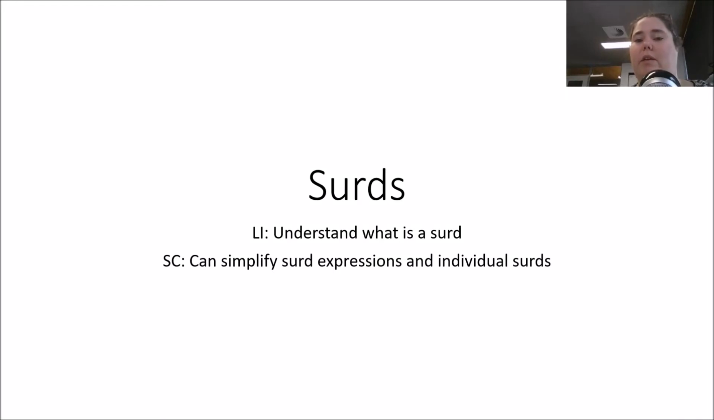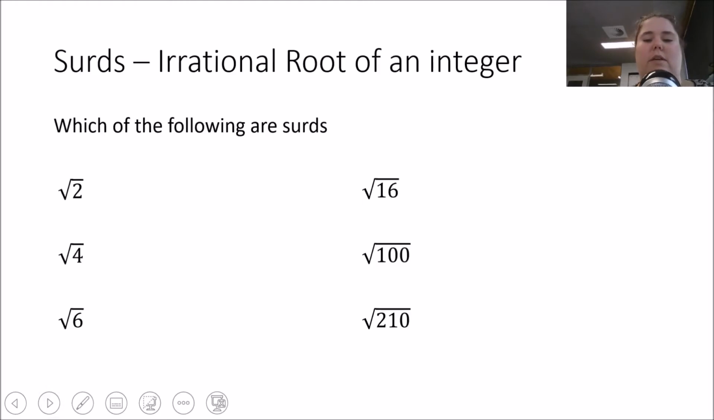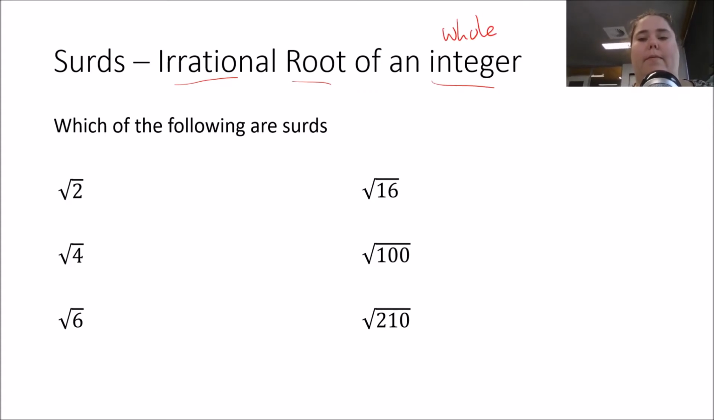Surds. Okay, now people hear the word surds and they get scared. Surds are not scary. So surds are irrational roots of an integer. Integer just means whole number. Okay, so I've got two examples here.